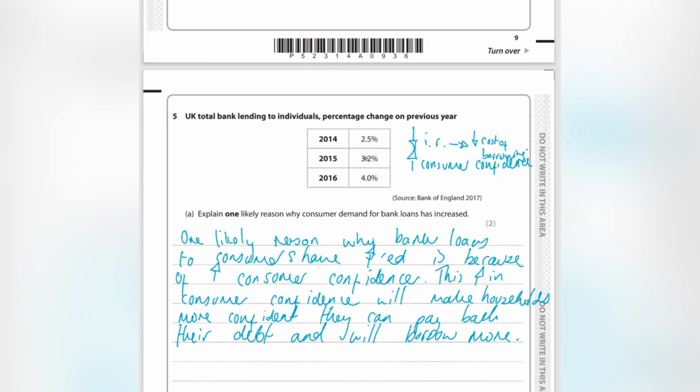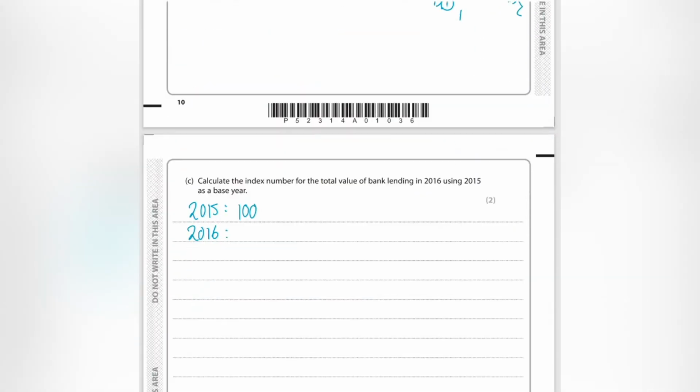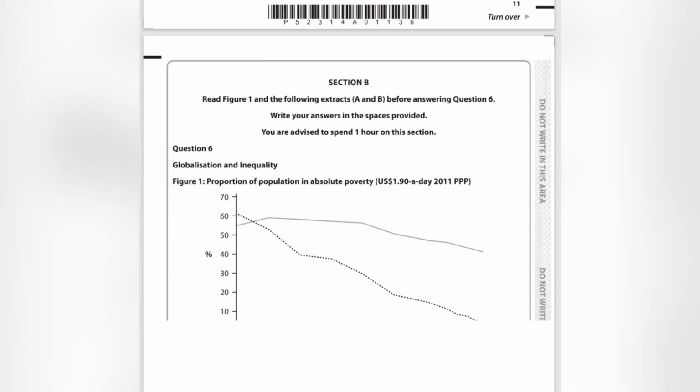assume that we just get rid of this, sorry, 3.2%. We don't really care about that. This is 100, and it says between 2015 and 2016 that demand increases by 4%. 4% greater than 100 is 104, which is our index number. So for 2016, the index number is 104. All right, and that's finished.